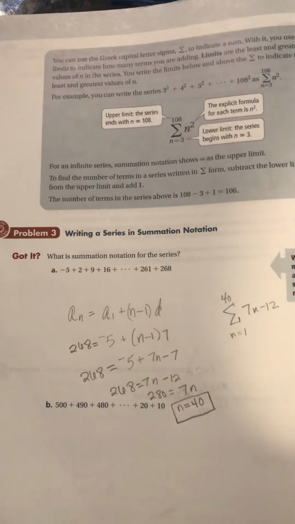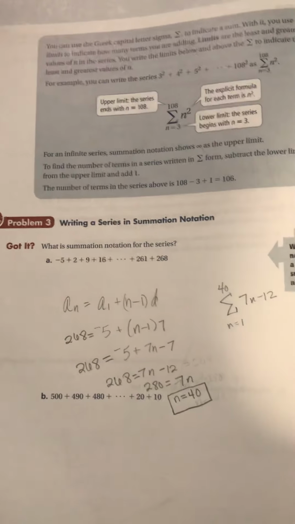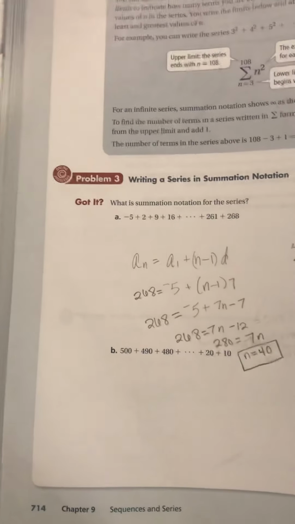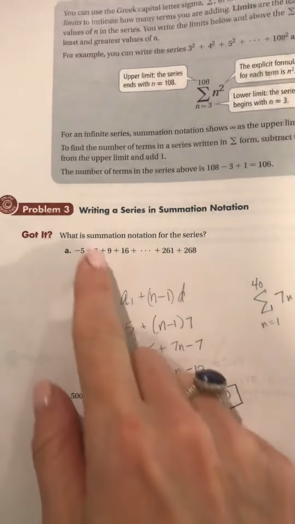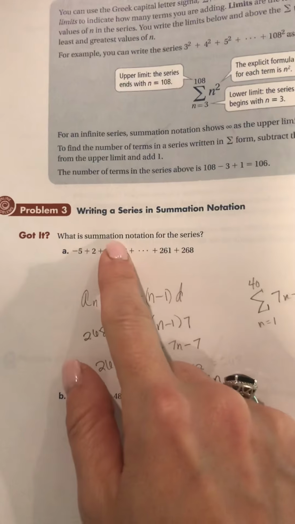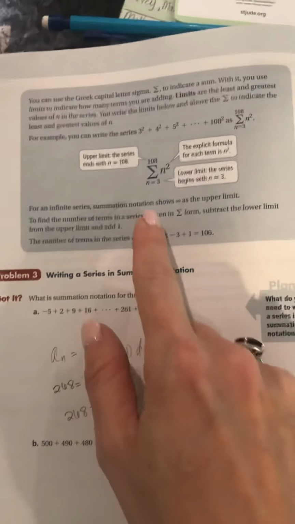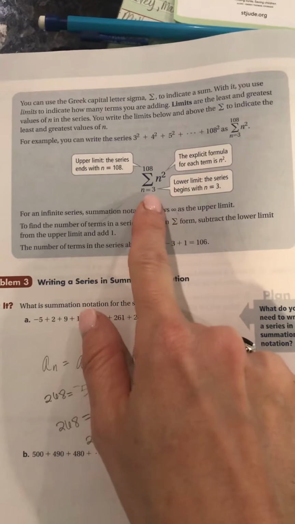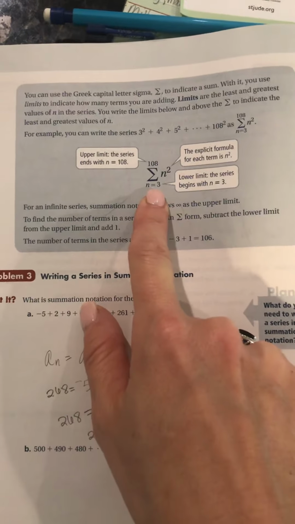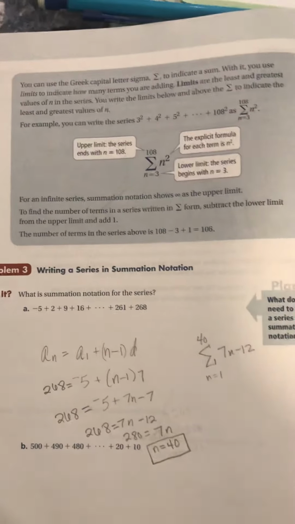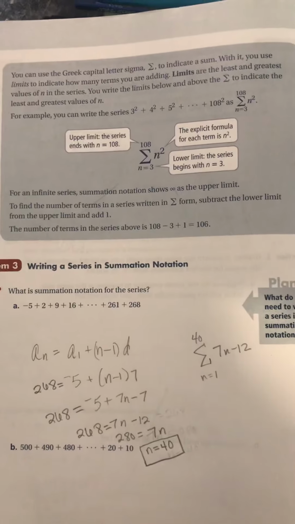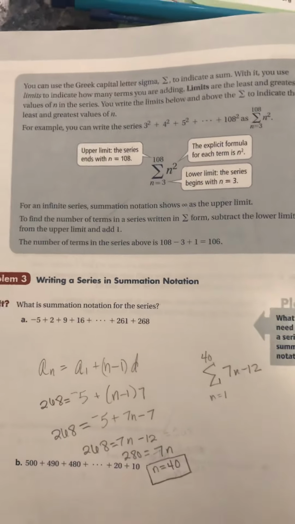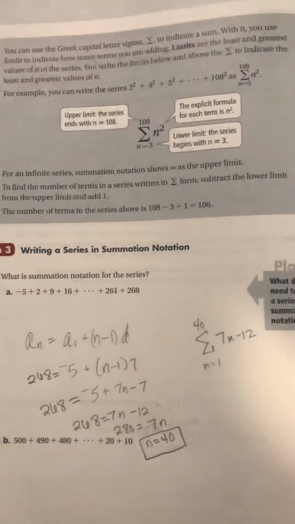Okay, so we are still in section 9.4, and I want to continue on with an example on page 714. This one says, what is summation notation? They have a little example worked in this box. Summation notation uses a Greek letter. It looks like an E. It's the Greek letter sigma, and sigma just means sum.